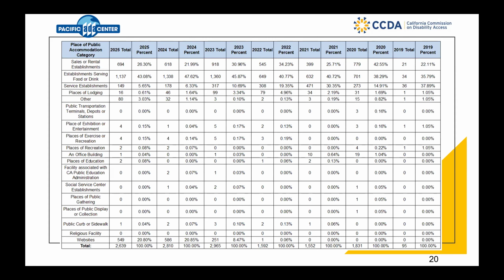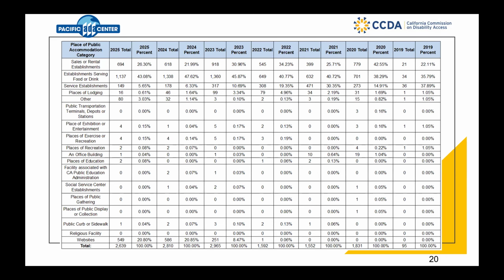So this is for representation purposes only. This is a chart, and the next two slides are going to be broken in half. But it talks about, if you're curious about our places of public accommodation categories, this lists the categories that we track and the trends throughout the years. And so, sales establishments, establishments serving food and drink, for example.